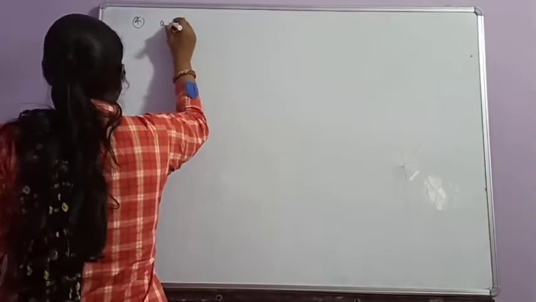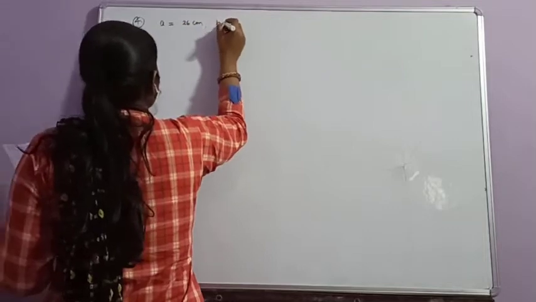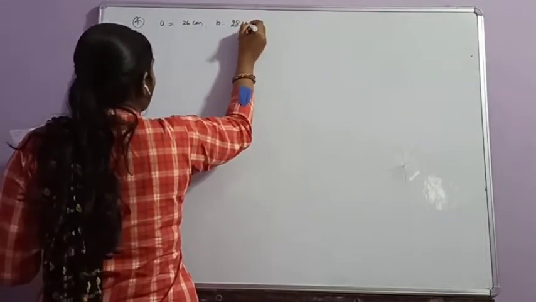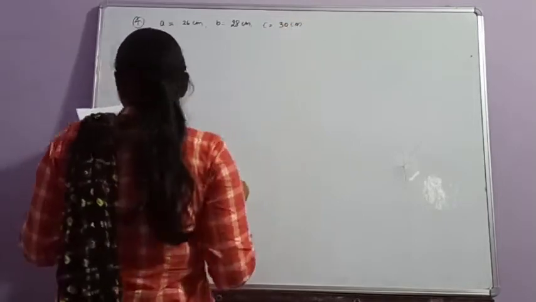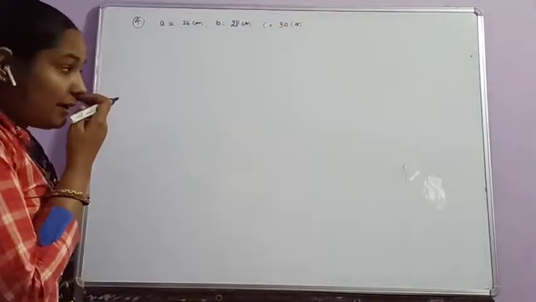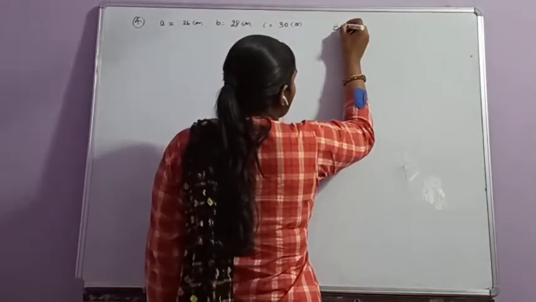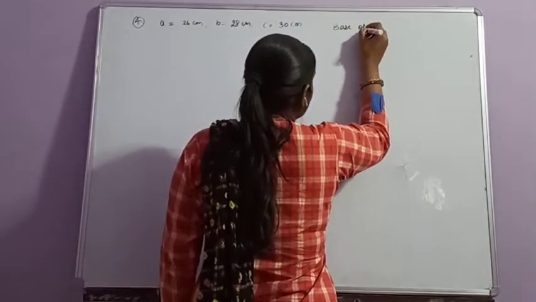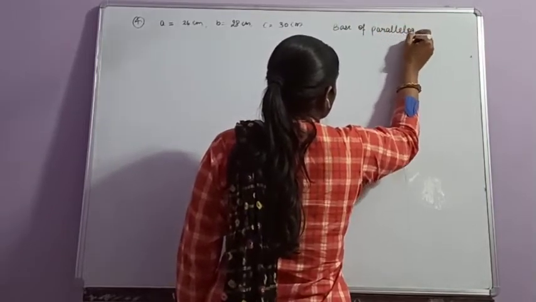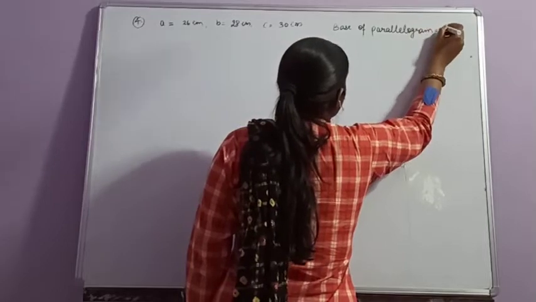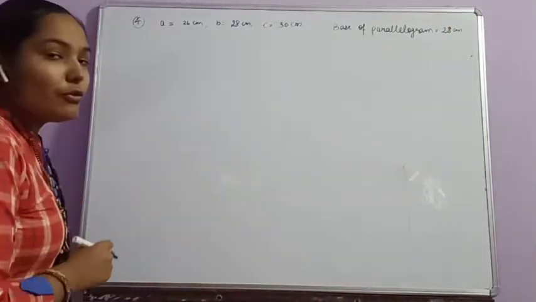Sides of the triangle: a is equal to 26 centimeter, b is equal to 28 centimeter, and c is equal to 30 centimeter. Clear? And the parallelogram stands on the base. Base of the parallelogram is equal to 28 centimeter. We have to find out the height of the parallelogram.